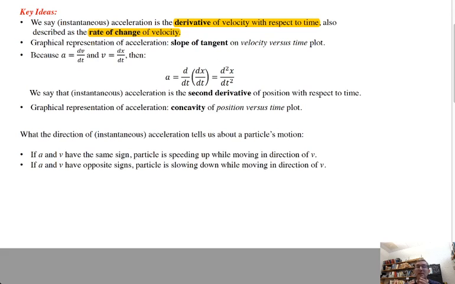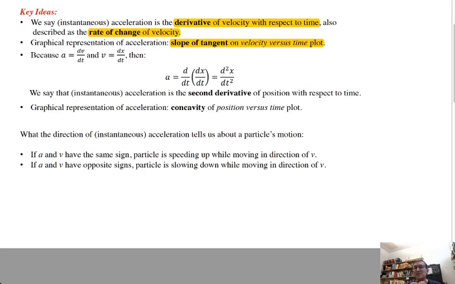There's a similar meaning when we talk about acceleration. Now what you have to give me is a plot of velocity versus time for a particle. It's called a velocity time plot. And since acceleration is the derivative of velocity, if you give me a plot of velocity versus time, acceleration is the slope of the tangent line to that plot. And that's very helpful to remember. The graphical representation of acceleration, instantaneous acceleration, is the slope of the tangent line on the velocity versus time plot.